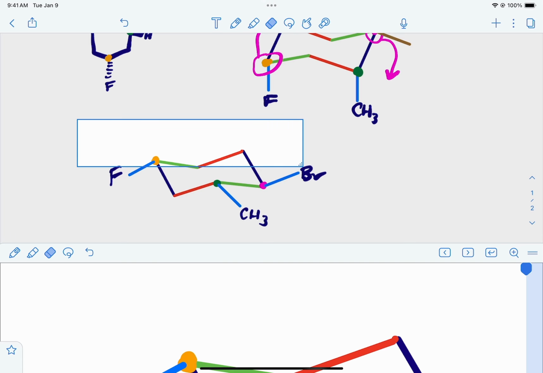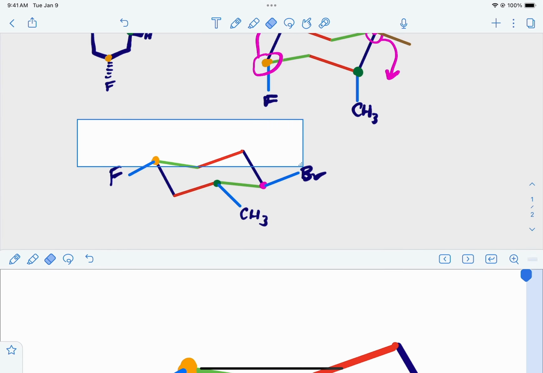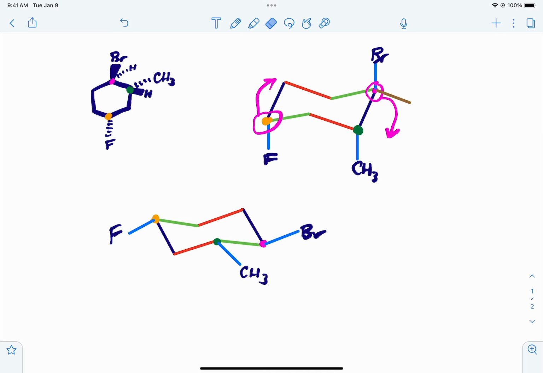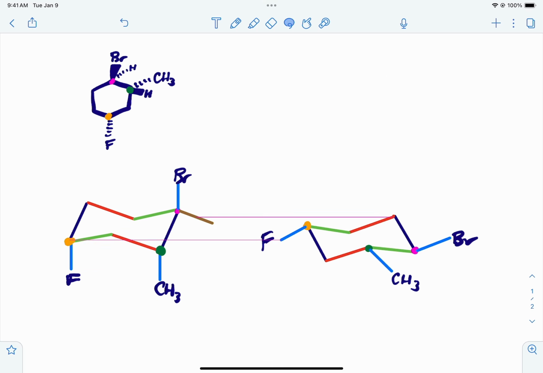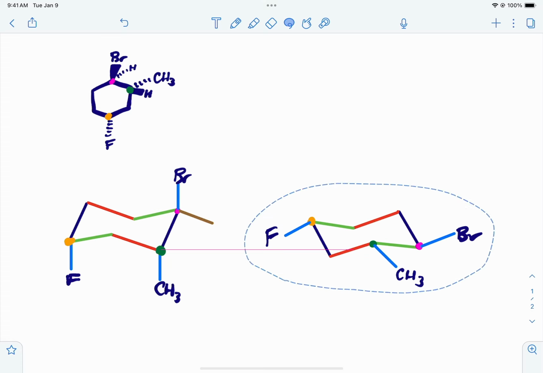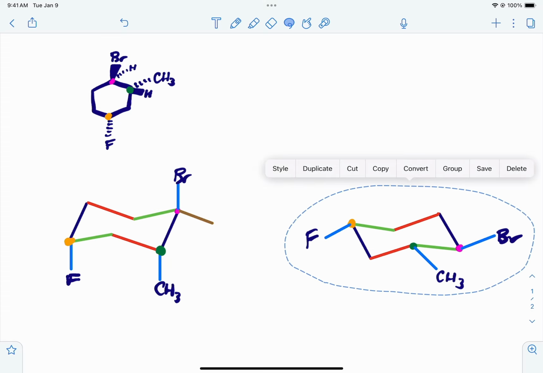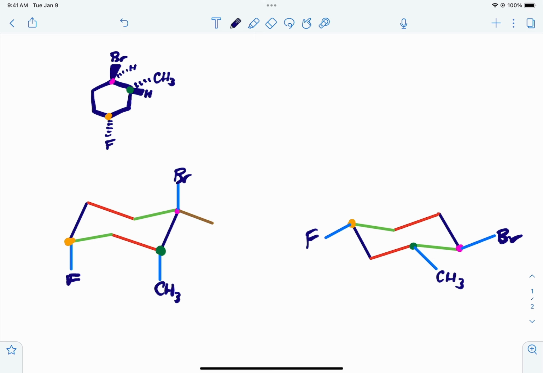So those are our two chairs. Let me erase the annotations and we'll put these next to each other. So these two structures are in equilibrium with each other. They flip back and forth. Okay, it's kind of like inverting an umbrella a little bit. It kind of pops inside and out. But now we can decide which one is more stable. Now in this case, it's quite easy.